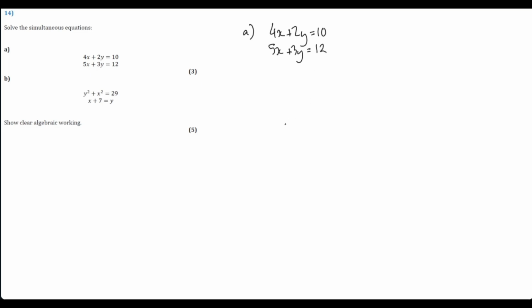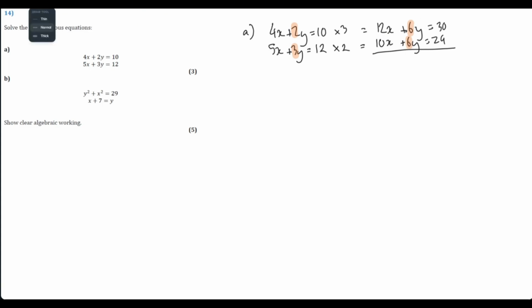I'm going to use the process of elimination here because I think that's the easiest way to do it. So remember, the process of elimination is matching up the coefficients of either the x or the y. I'm going to match up the y, and I'm going to do that by using a common multiple, which is 6. So I'll times the top by 3, times the bottom by 2. This will make it 12x plus 6y equals 30. And the bottom will be 5x, sorry, so I need to multiply by 2. 10x plus 6y equals 24. And as you can see, the coefficients of the y's have matched up.